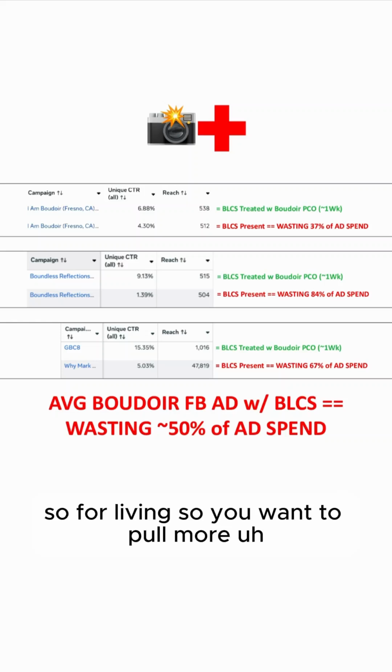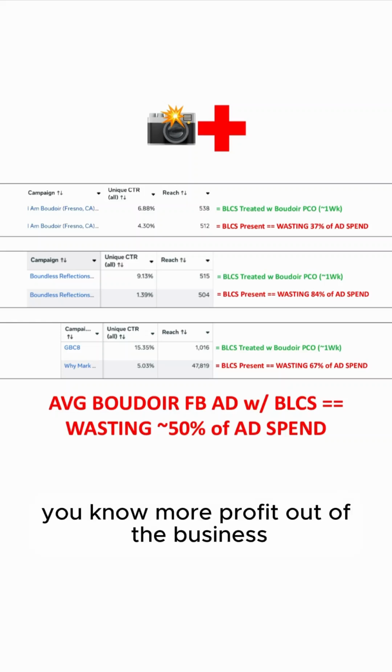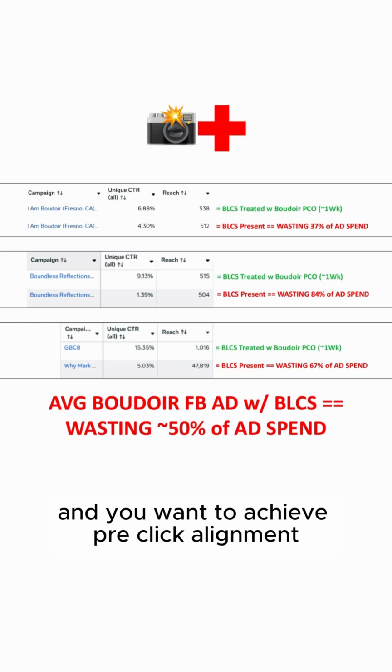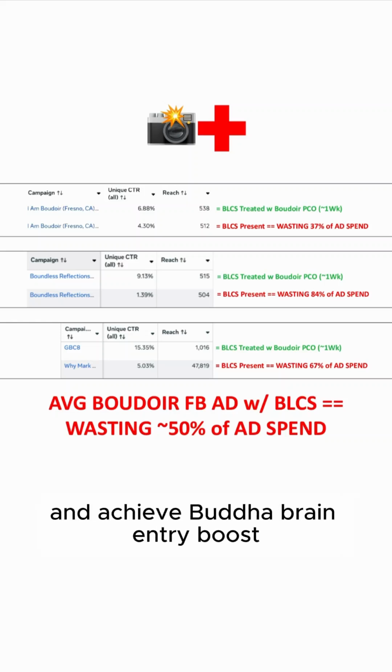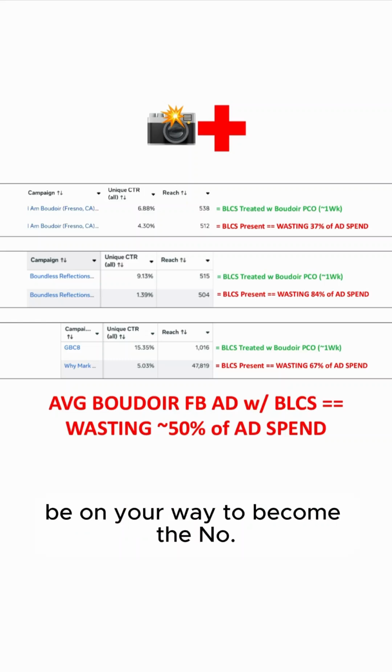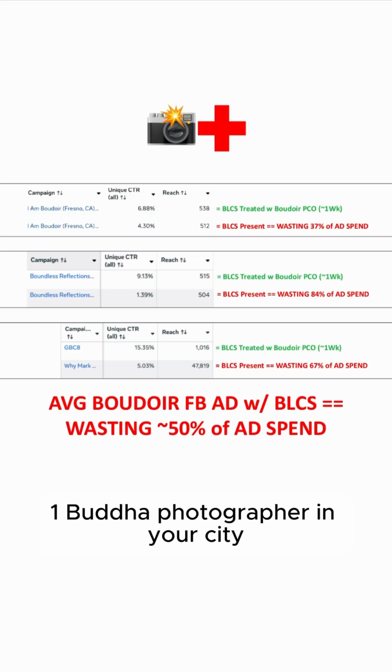So you want to pull more profit out of the business, and you want to achieve pre-click alignment, become a dominant boudoir advertiser, and achieve boudoir brain entry boost, so you can be on your way to becoming the number one boudoir photographer in your city.